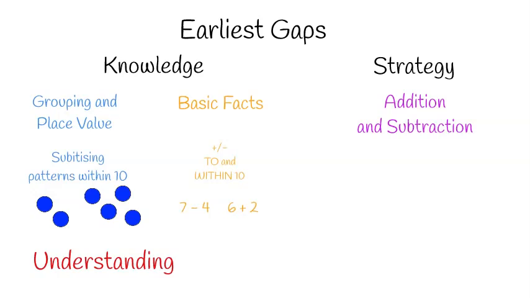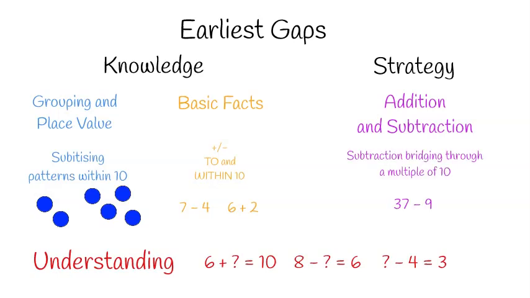There were also difficulties highlighted with missing number problems, including missing addend problems, missing subtrahend problems, and missing minuend problems. Solving problems that involve regrouping or bridging through a multiple of 10, for example, the question in Task 5 of the addition and subtraction assessment that involves solving 37 take away 9.